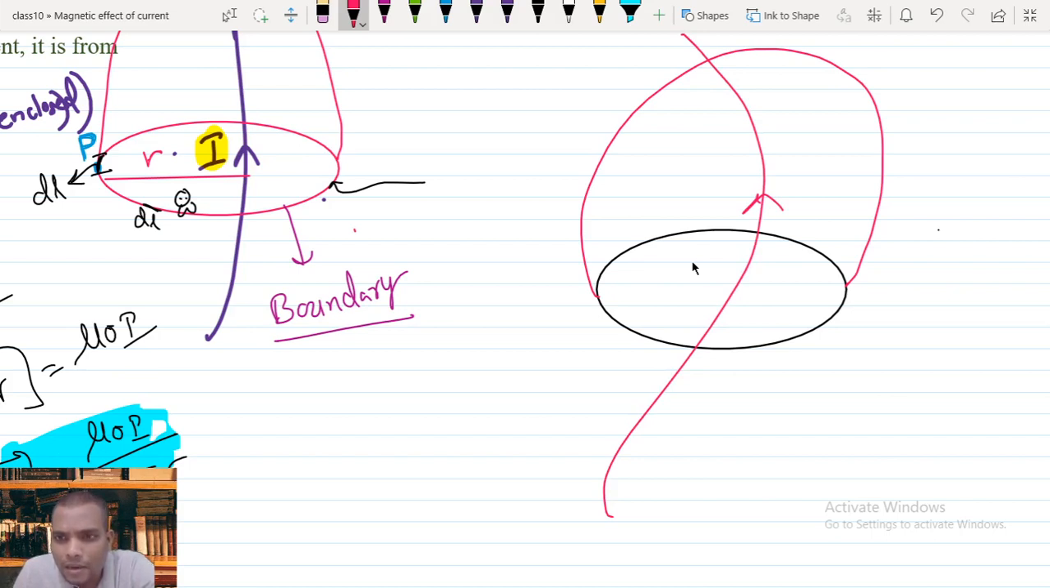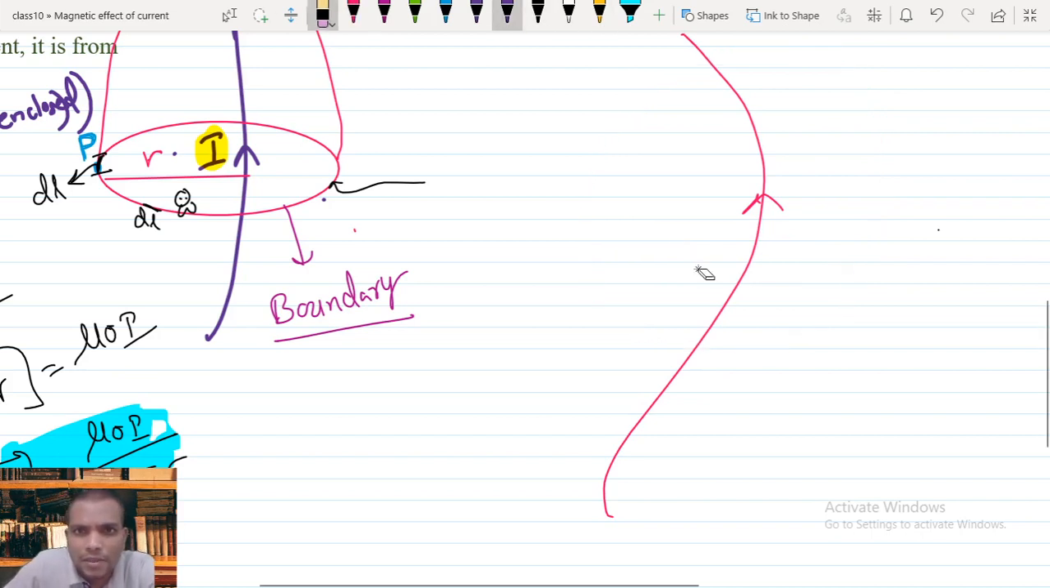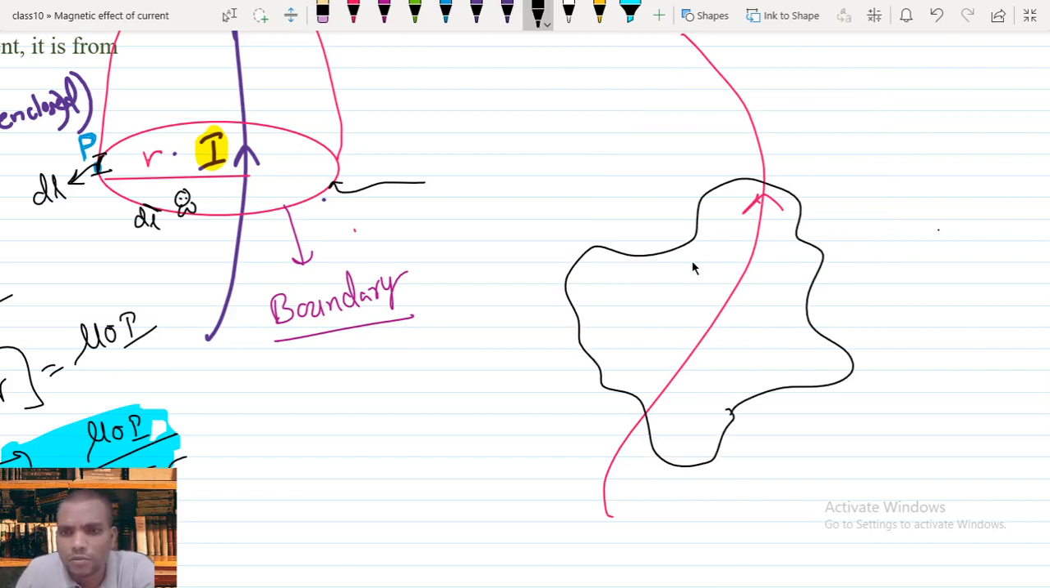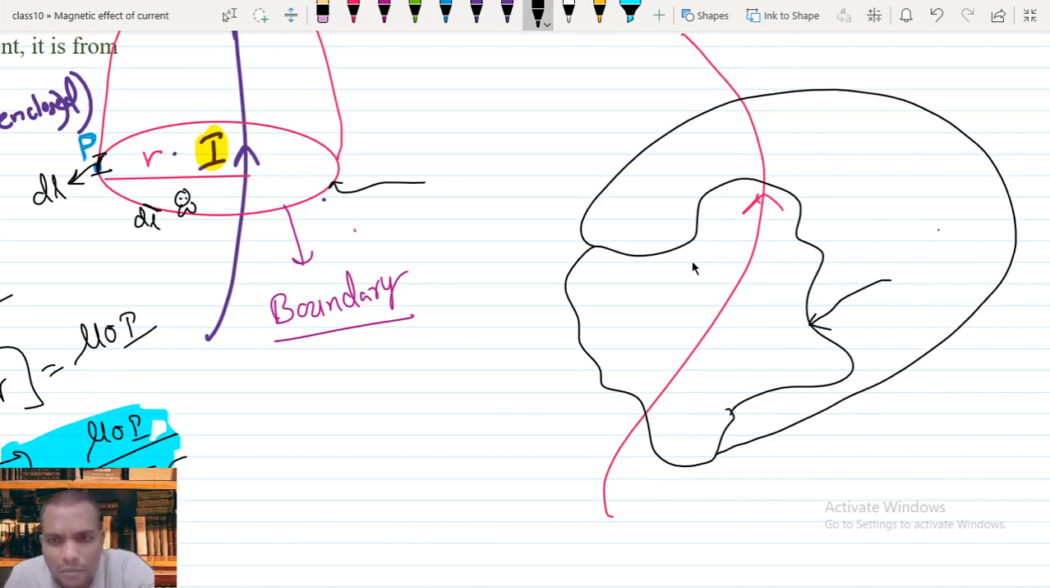Now the Ampere loop should enclose the current. Yeah, in this case the Ampere loop is enclosing the current. So instead of taking this regular shape, what happens if I consider an irregular, crooked path? Yeah, this is also a closed loop. It also has a boundary. If I attach a polythene bag at the back, it also has a closed surface. Does Ampere's law work here? Yeah, obviously it works.